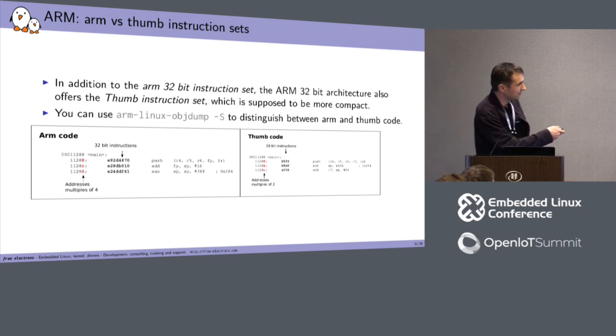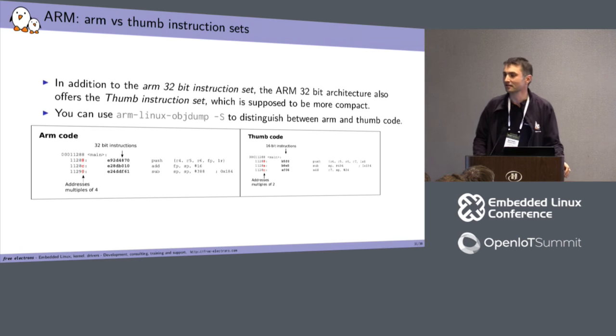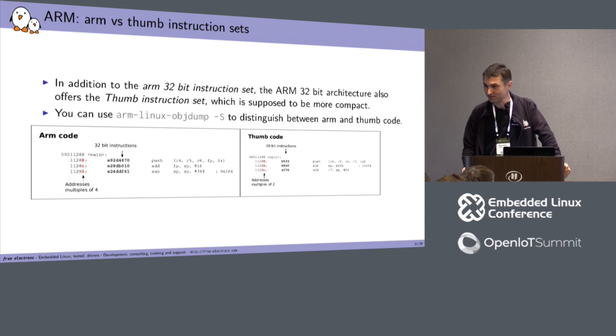For ARM, you can see the addresses are multiples of 4, and you have 32-bit instructions. While with Thumb, you have addresses which are a multiple of 2, as expected, and also 16-bit instructions as well. So that's a way to recognize Thumb. I didn't find any other way to recognize Thumb than disassembling.